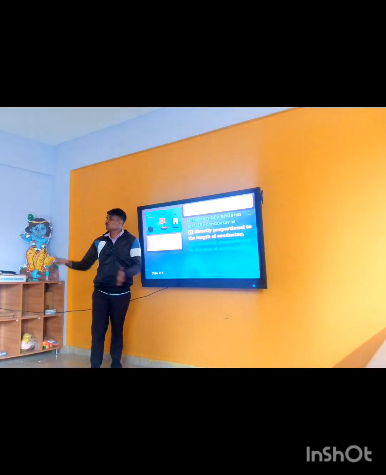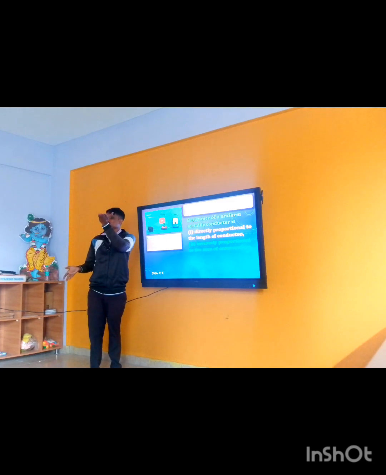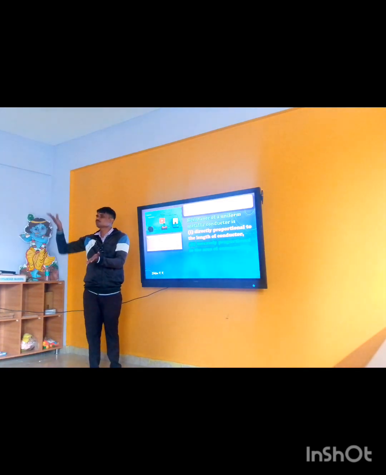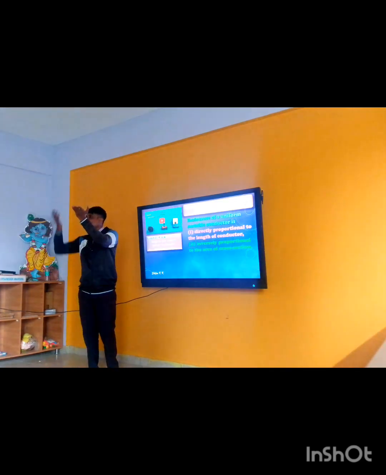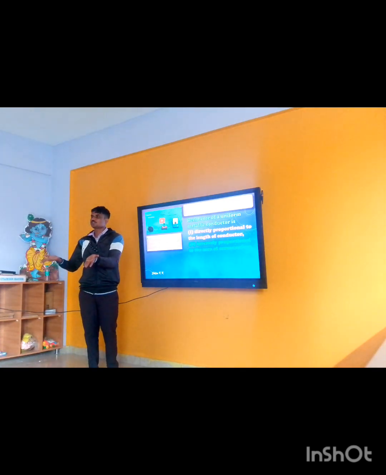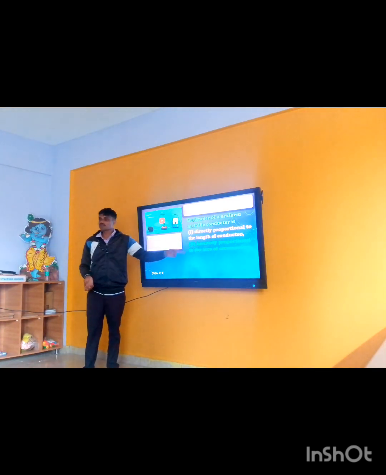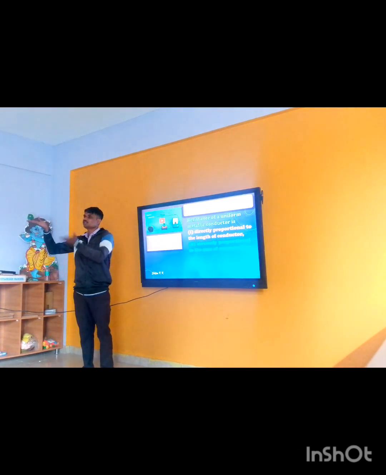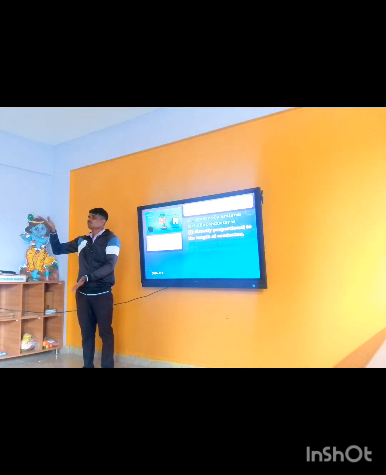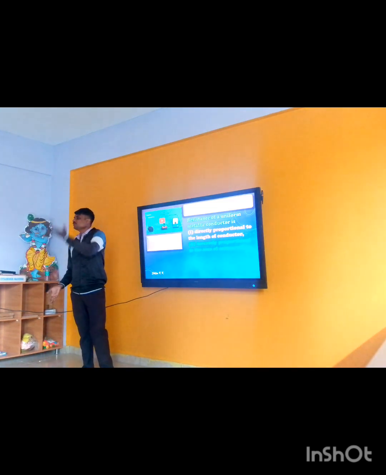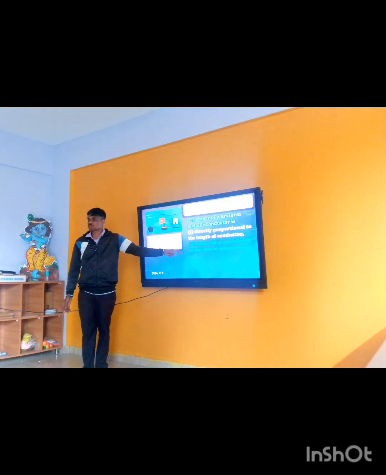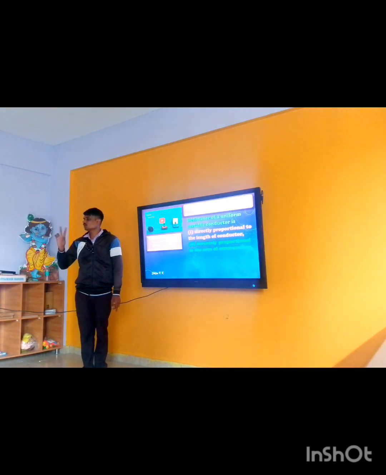Directly proportional means when one quantity increases, the other quantity also increases. That means if length is increased, resistance also increases. If length is decreased, resistance also decreases. That is called directly proportional. Inversely proportional: when area is increased, resistance is decreased. Are you able to understand now? When area is decreased, resistance will be increased. That is called inversely proportional. These two are very important.